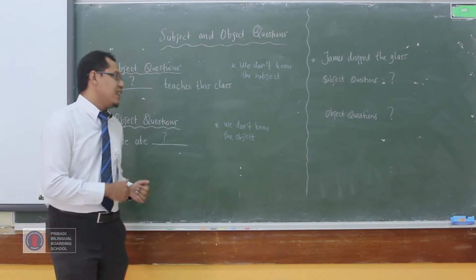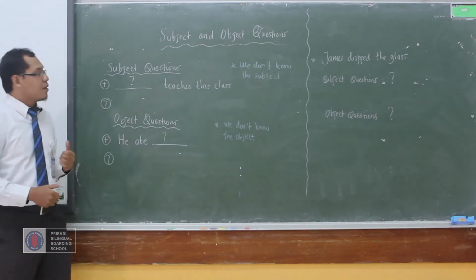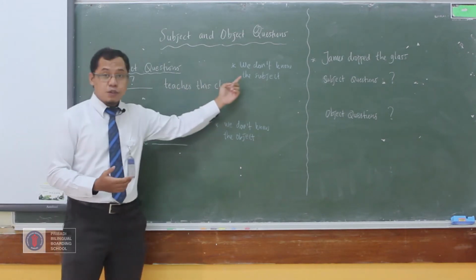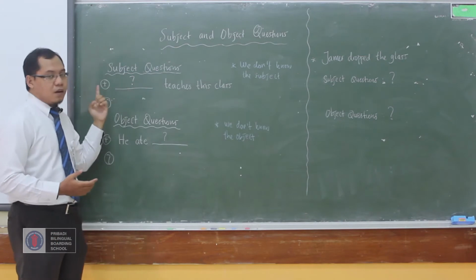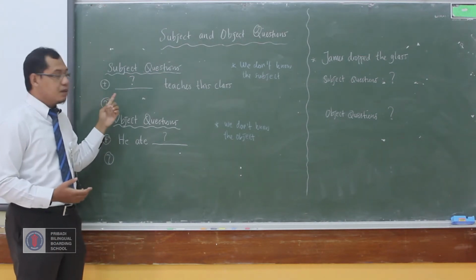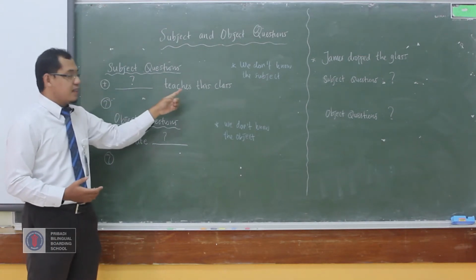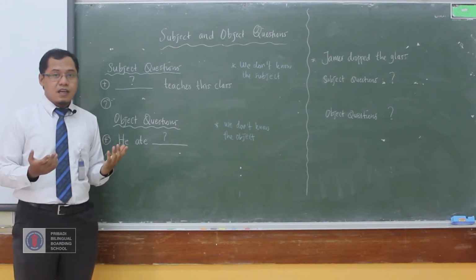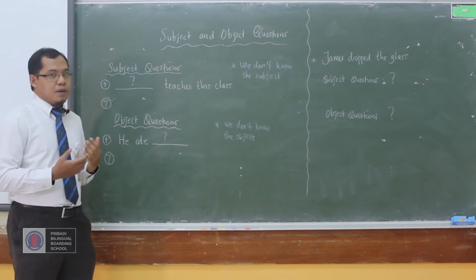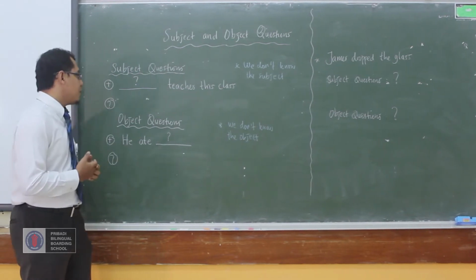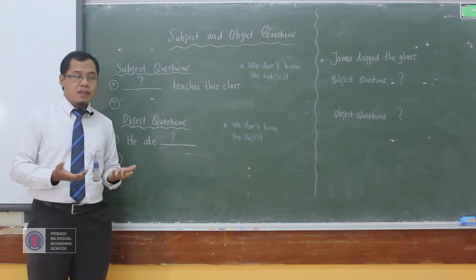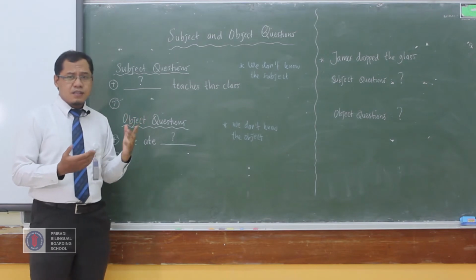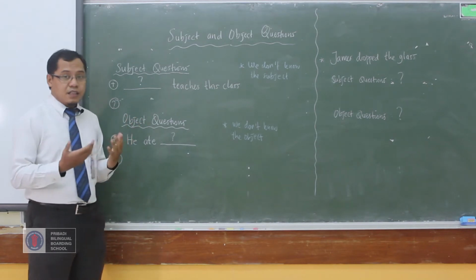Now let's take a look at the subject questions. Why do we call them subject questions? Because we don't know the subject. I have got a sentence here. This is an example. Blank teaches this class. In the sentence, we don't know the subject. If you're not sure about the subject, let's try to find out whether it is a person, a thing, or something else. In this case, we are talking about a teacher, right? And a teacher is a person.